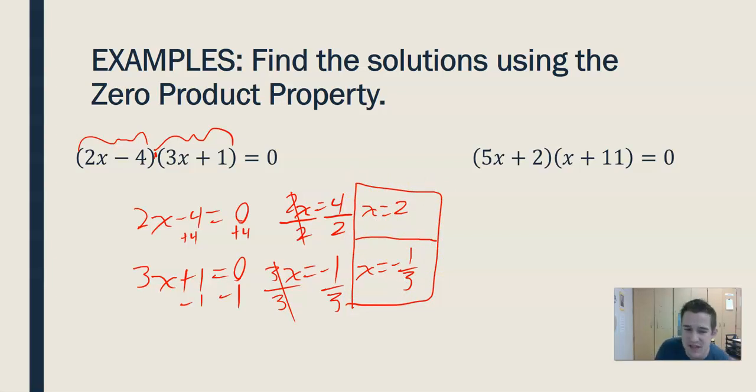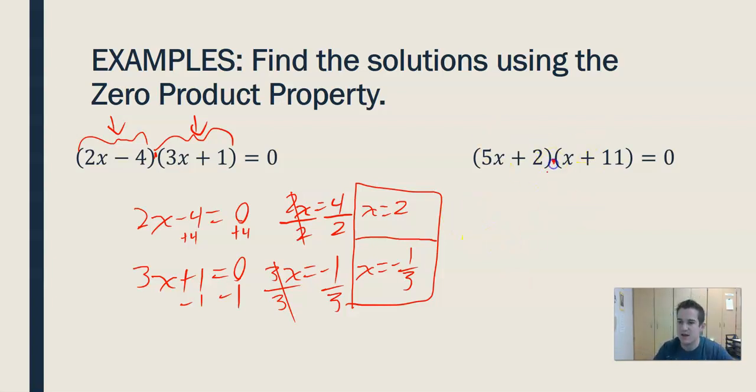The two numbers that, if I put them back into these factors, back into these terms here, would make at least one of those terms be equal to 0. And 0 times anything is equal to 0. So that's how I'm using the zero product property to find these solutions, or these zeros.